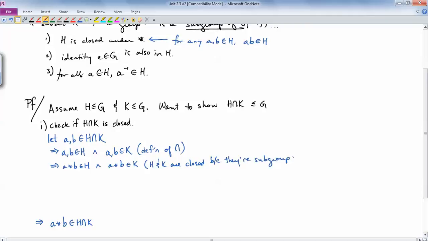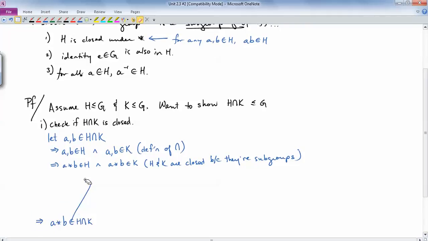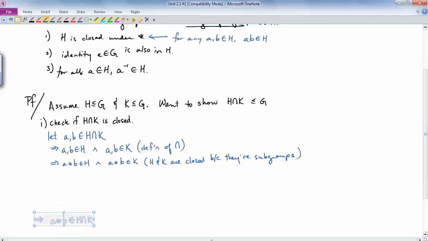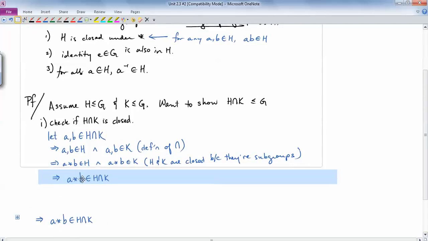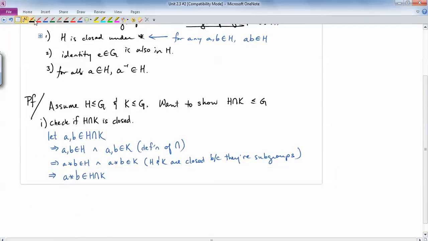So we're guaranteed that if you pick a couple elements and perform the binary operation with them, you get another element in a group. Well, that means A star B is in H and A star B is in K, so I can actually jump straight to this step. Let me move that up. Right there. And that is because of the definition of intersection. Therefore, H intersect K is closed. Boom. Done with that part right there.